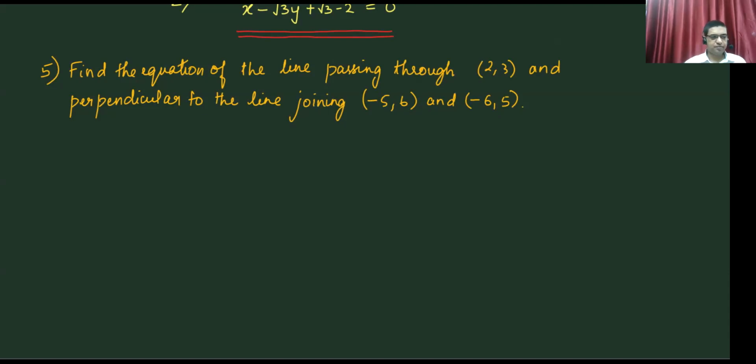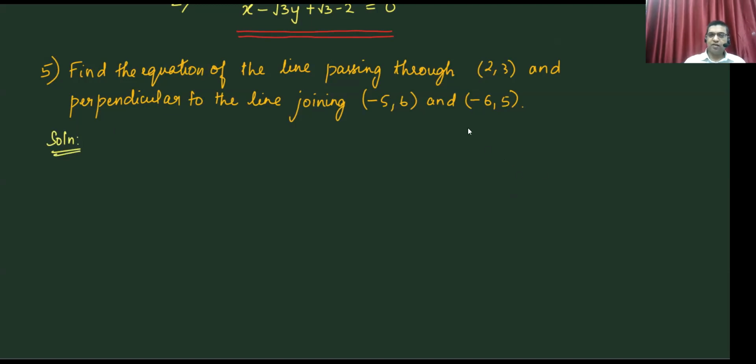How would you do this? Sir, is it necessary that we use a 2-point formula? 2-point form you cannot use here. Then we use it to find the slope of this line. Very good. Then we will have the negative inverse, that will be the slope of the perpendicular. Excellent. Very good.